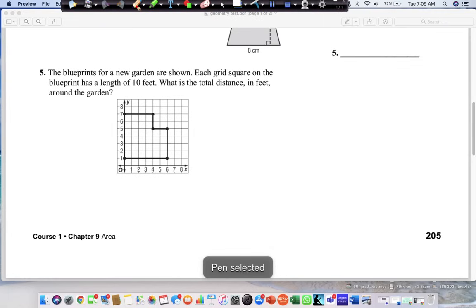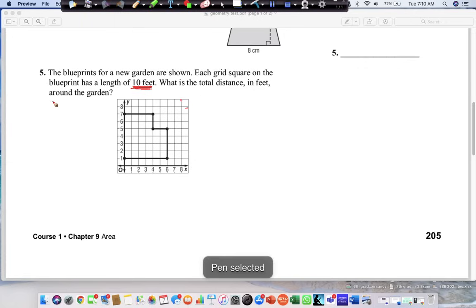Okay, it says the blueprints for a garden are shown. Each grid on the square is 10 feet. This is very important. So each of these squares is 10 feet. 10 feet this way, 10 feet going up, okay? So I guess it's 10 feet squared. There we go. 10 by 10. What is the total distance in feet?